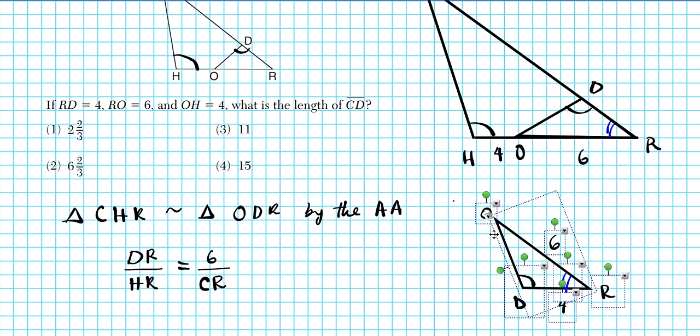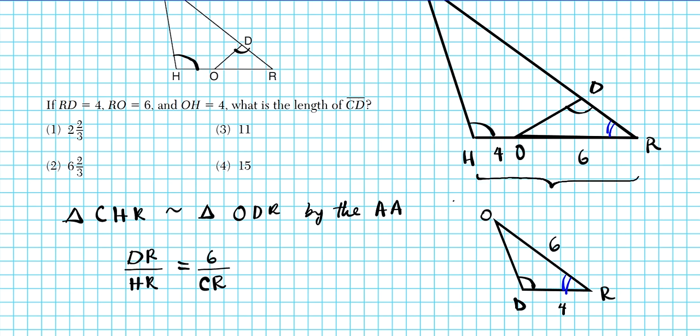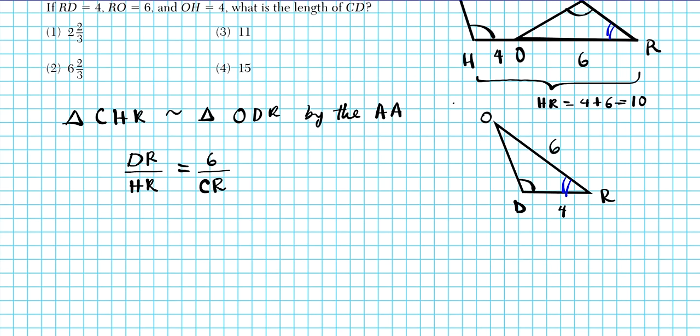Let's go ahead and do some more labeling here. Let me just move this down a little bit. Now, how long is HR? For HR, we have to do some arithmetic. This side right here, HR, is 4 plus 6, which is 10, using the segment addition postulate. And CR, we do not know. We need to find CR, so let's do that.